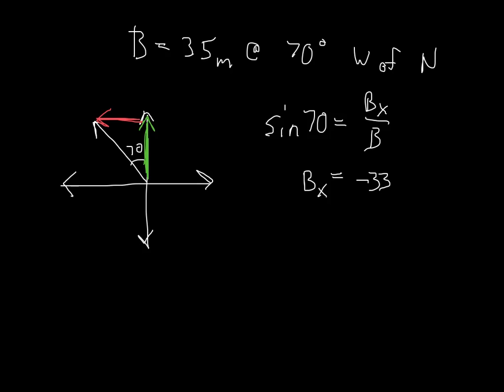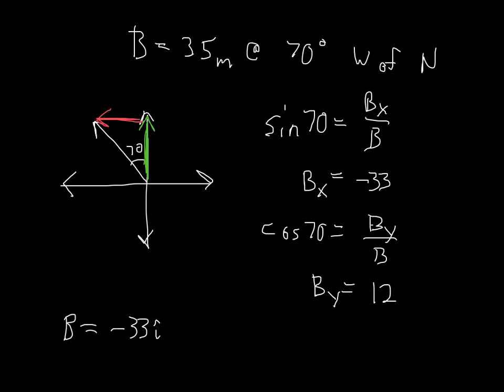Cosine of 70 is going to be BY over B. BY is going to be equal to 12. So my B vector now is going to be negative 33 in the I hat direction plus 12 in the J hat direction.